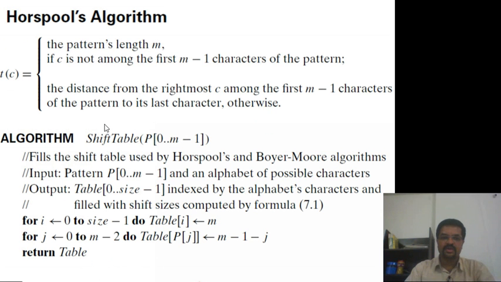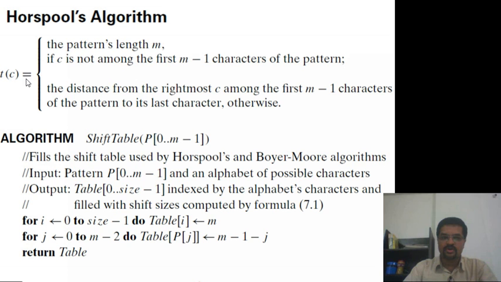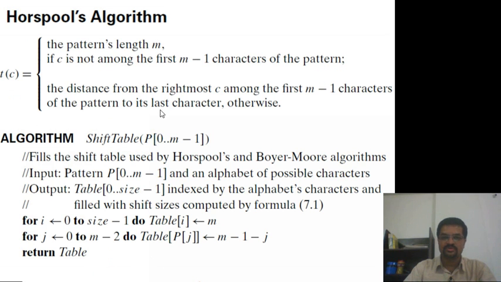So that's why we are going to create a table called shift table, so that whenever we see a character here, we just look up that character and look for a number, and that number should tell me how many characters I should shift the pattern to the right side. Right. So that is what we are calling T of C. C is the character in the last position here in the text, and T of C is how many characters I can move the pattern to the right side.